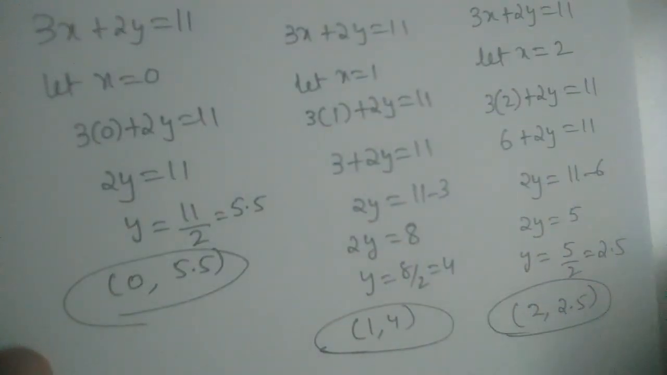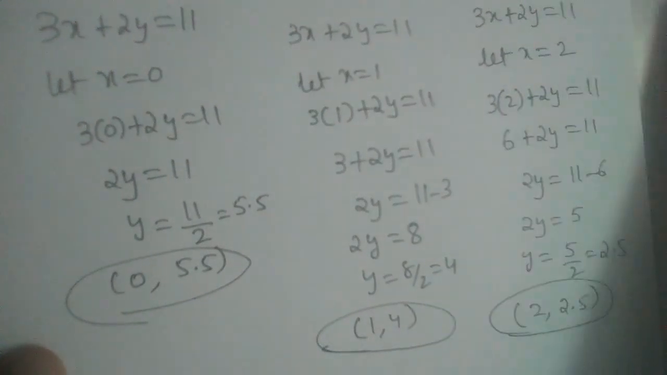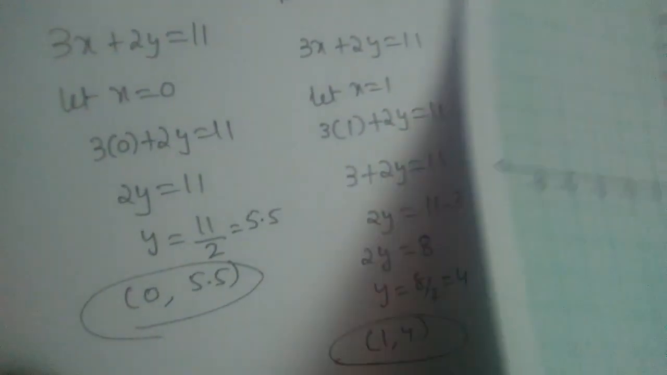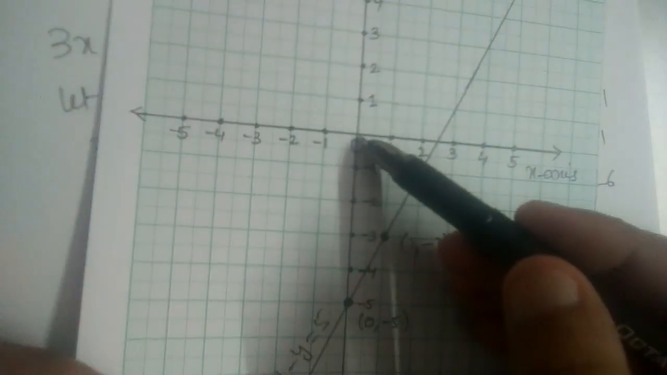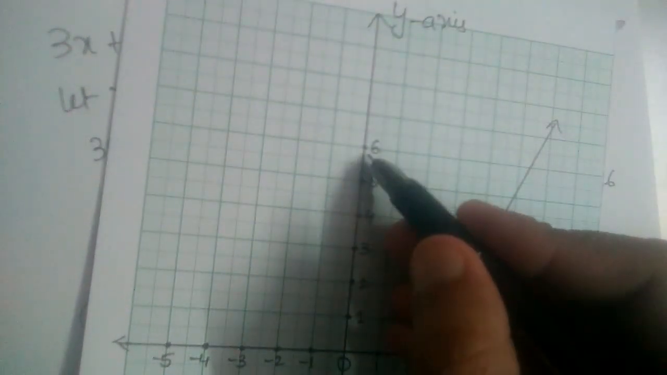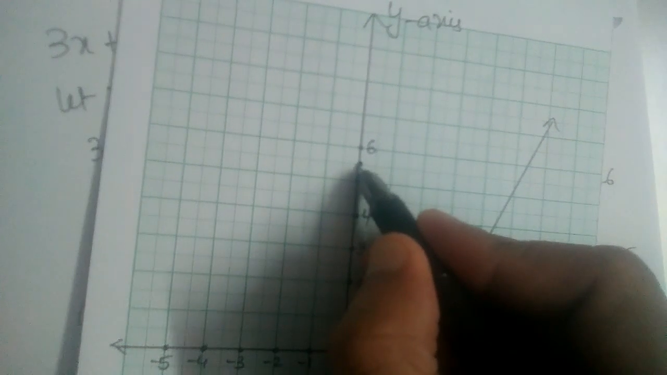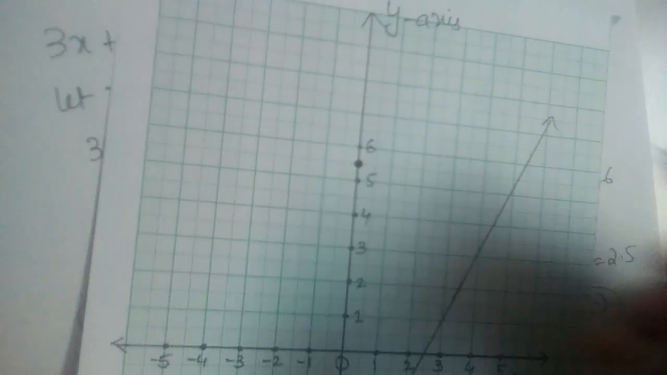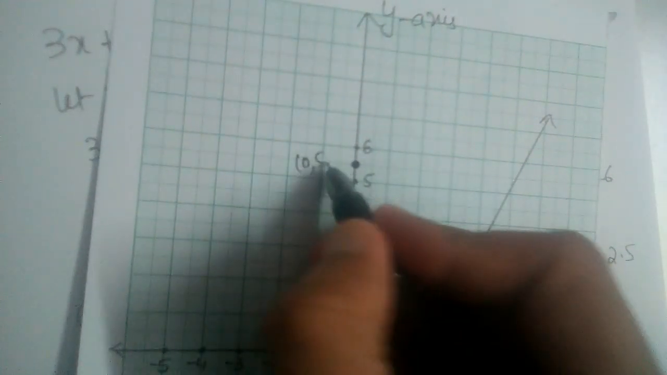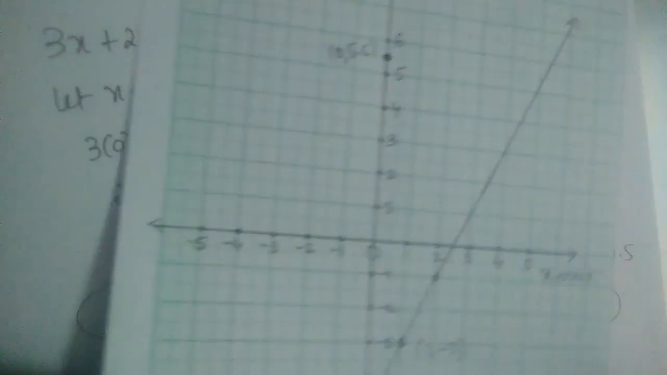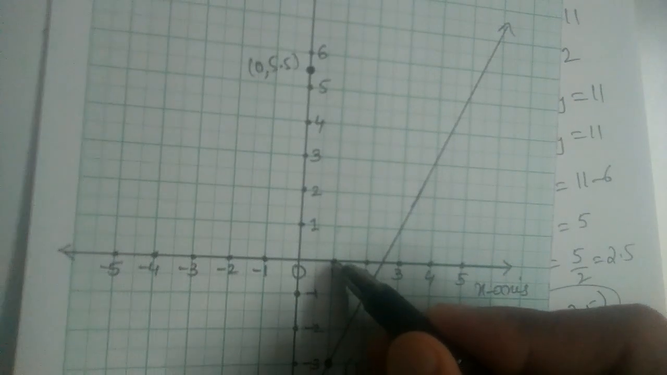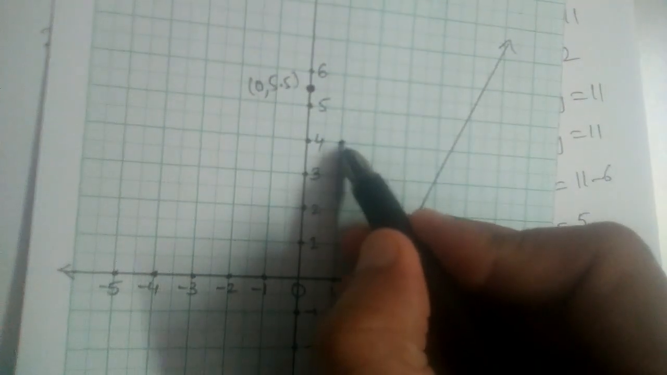Let us plot these 3 points on the graph. So first is 0 comma 5.5. So 0 is here, 5.5. 5 is here, 6 is here, right? So 5.5 will be this point. So this is our 0 comma 5.5 point. Next is 1 comma 4. X is equal to 1 and y is 4. So this is 1 comma 4.